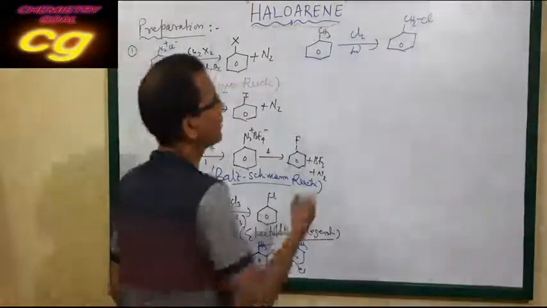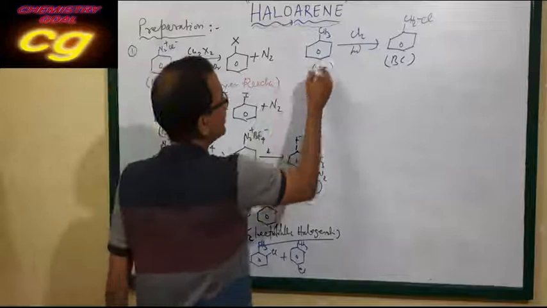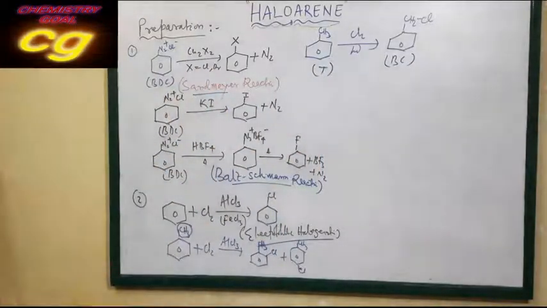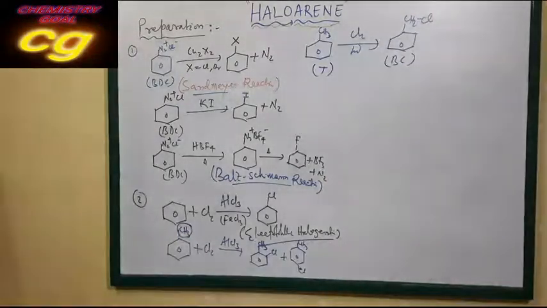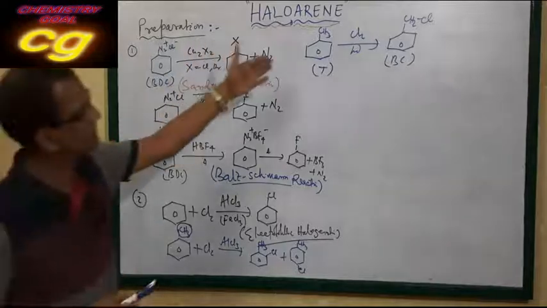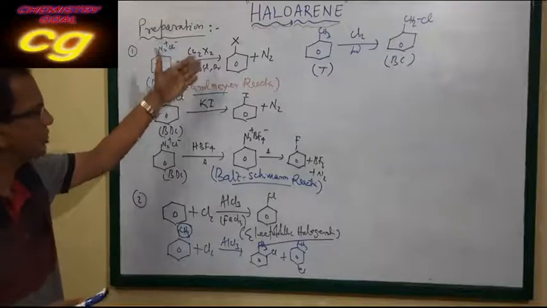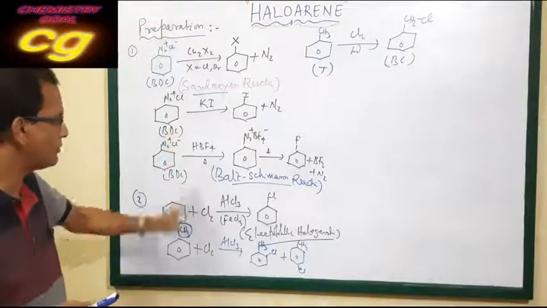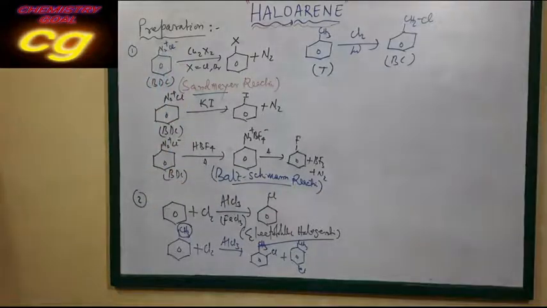This is called benzyl chloride. This is your toluene and this is your benzyl chloride. So another substitution can be done using this; this substitution is ring substitution, and this is side chain substitution. Here, for both halogenation, chlorination and bromination, a specific condition we have to use for the preparation of fluorobenzene, iodobenzene and bromobenzene.